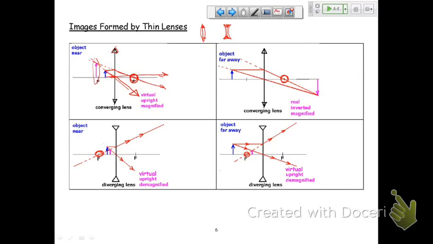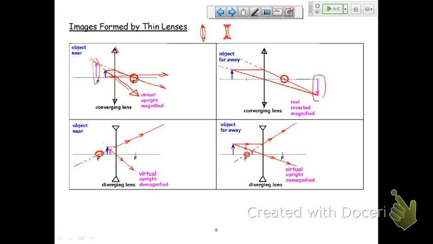Do you have a comment or a question? Yes. Why is it real in that case and virtual in the other? Because in the other ones it was virtual when it was on the other side of the... Because the rays do actually go through this point. In a mirror, the rays are bounced back, but in a lens, the rays do get transmitted through. So yeah, it's logical from the diagram.